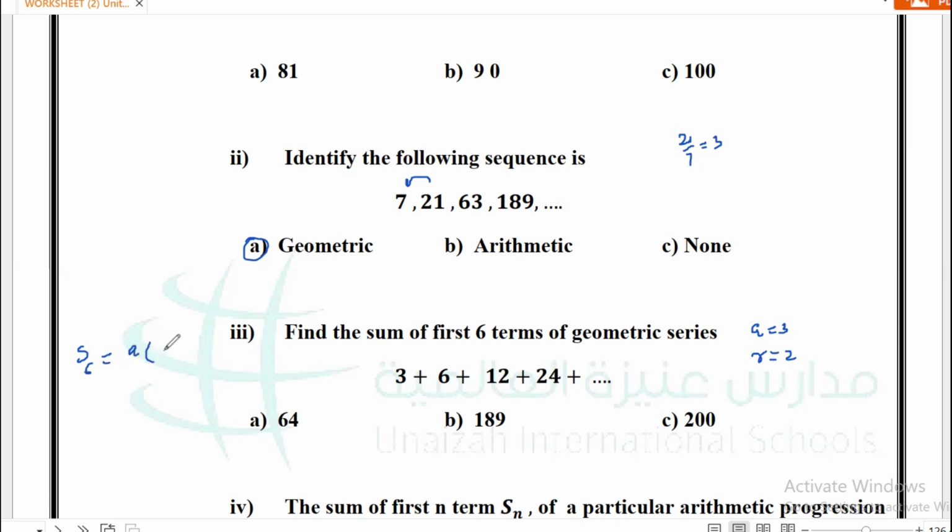A bracket open R power n minus 1 over R minus 1. As we are looking at S6, A is the first value, which is 3. R is 2, so we have 2 power 6 minus 1 over 2 minus 1. 2 power 6 equals 64, minus 1 is 63, multiplied by 3. That gives us 189 over 1, so 189. So it means this answer is correct.